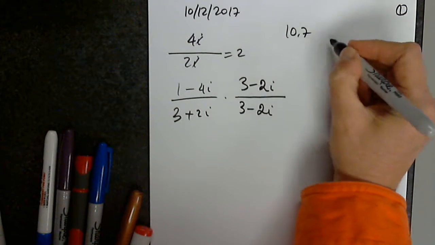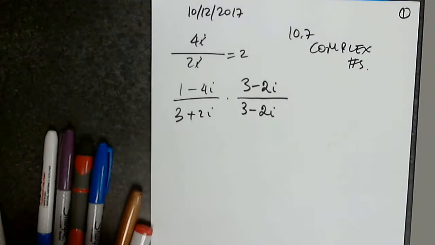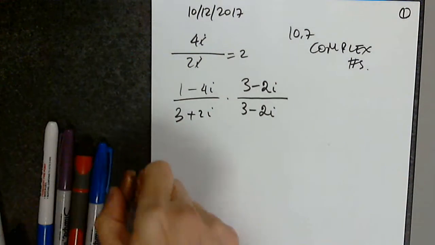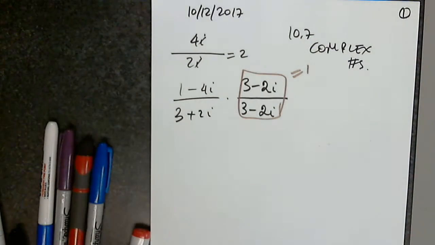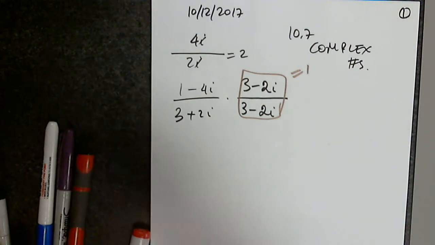This is 10.7, complex numbers. It's exactly the same procedure. And you may ask why, and I'll show you why in a moment. How come that when I divide two complex numbers, I multiply and divide by 1? This is 1. I'm not changing anything. So how come that I multiply and divide by the conjugate of the denominator? And here's the reason why.